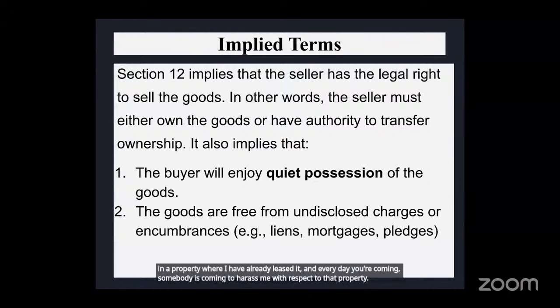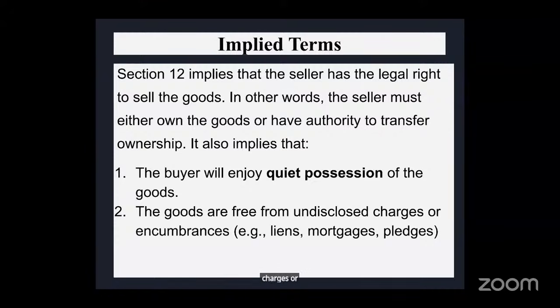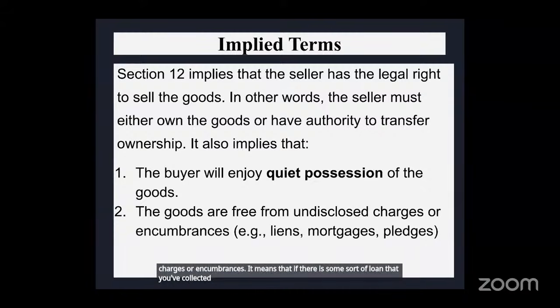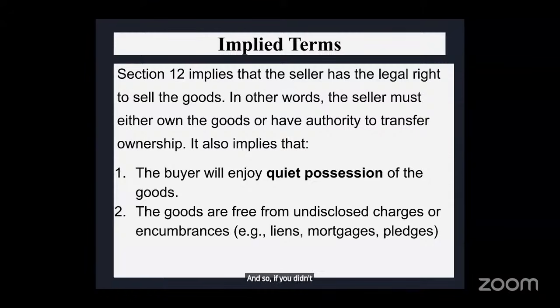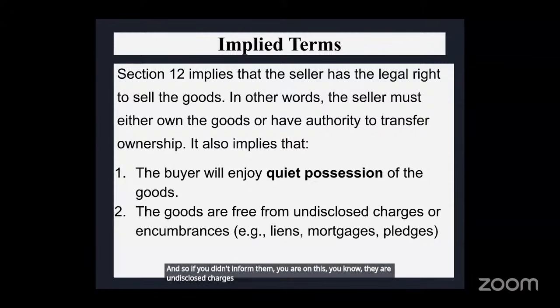The same rule applies, and is very similar to the second one, which says that the goods must be free from undisclosed charges or encumbrances. It means that if there is some sort of loan that you've collected and you've used the property as surety, you have the duty to inform the buyer before the contract was entered into. And so if you didn't inform them, there are undisclosed charges or encumbrances on the property, then you can be held to have breached these implied terms.